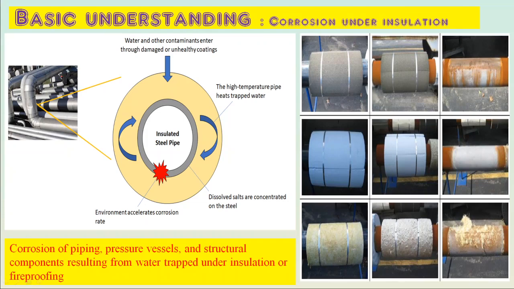Okay, so let's start. Basically, corrosion under insulation is corrosion of piping, pressure vessel, and structure components resulting from water trapped under insulation or fireproofing. So basically, when water gets trapped under the insulation, it causes corrosion over a period of time. So the key is we have to do whatever we can to avoid water ingress in our insulation system.